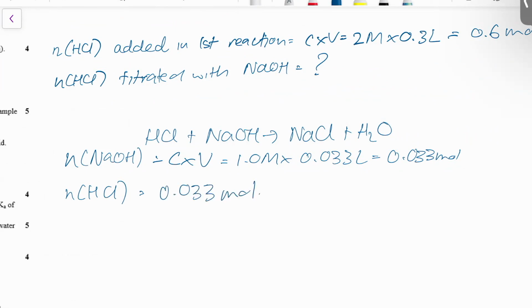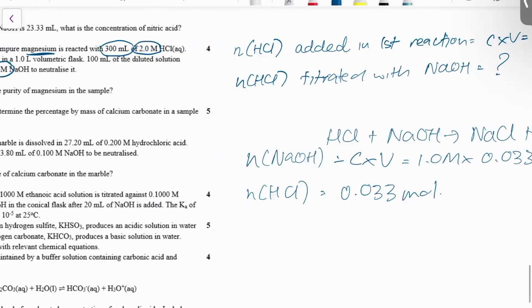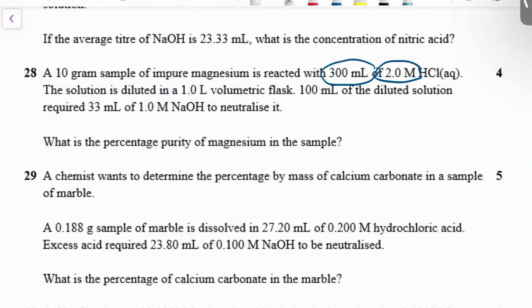Now here's the thing though, the amount of HCl that went into the titration, is that all that was left over after the first reaction? Can you read the question carefully? The amount of HCl that they put into the titration, is that everything that was left over after the first reaction with magnesium?